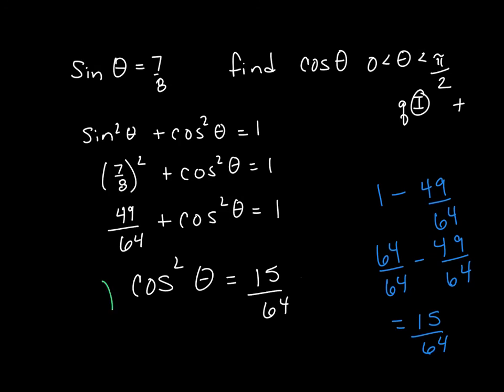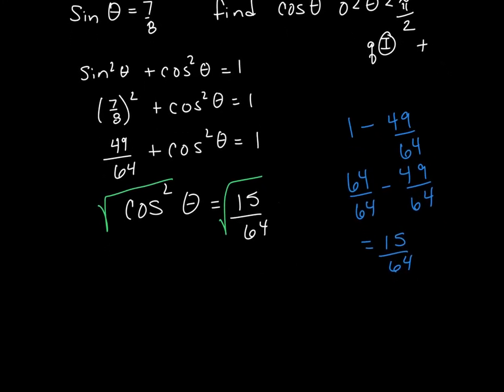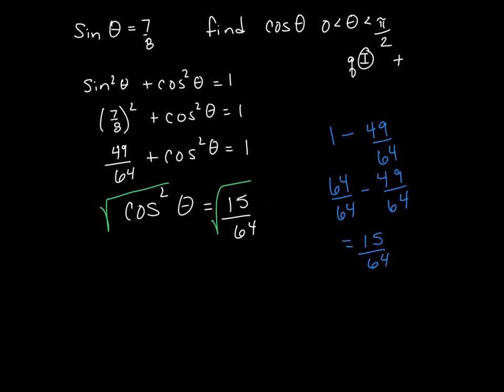And again, I know when I take the square root of this, it has to be positive. There is a possibility it was negative, but because we're in the first quadrant, it must be positive. So now I know that the cosine of theta needs to equal the square root of 15 all over 8.